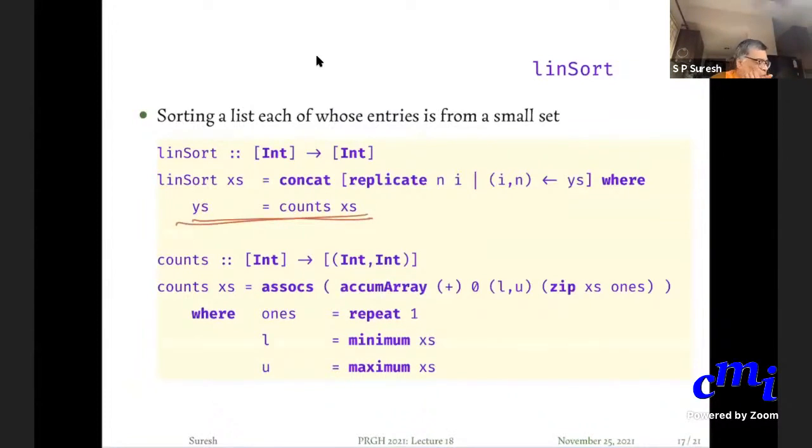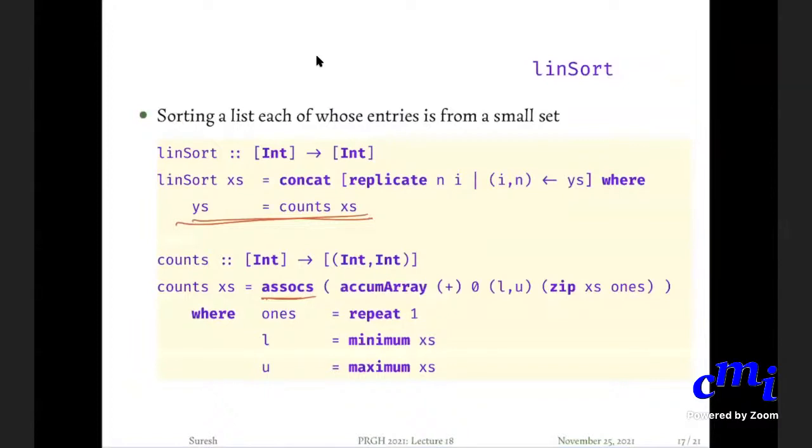Okay, how do you get the list of counts? You first do this accumulate and build your array of counts, and then from the array of counts you can use the assocs function, which will give you the index-value pairs as a list. That is what the assocs function will give you.